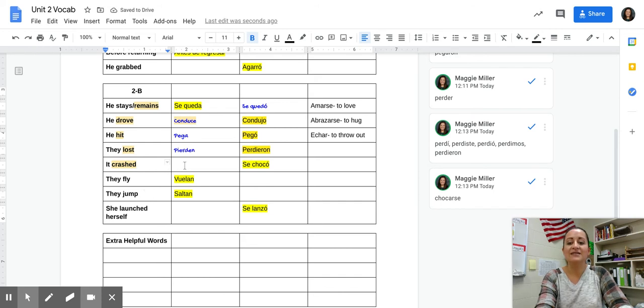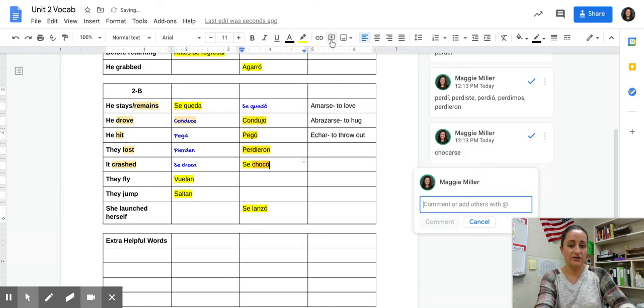Now, we want it crashes in the present tense, which is going to be se choca. Okay, se choca. This is a regular verb in the present tense. So me choco, te chocas, se choca, nos chocamos, se chocan. Okay, so that's present tense. Preterite tense, we have se chocó. All right, let's do the conjugations over here.